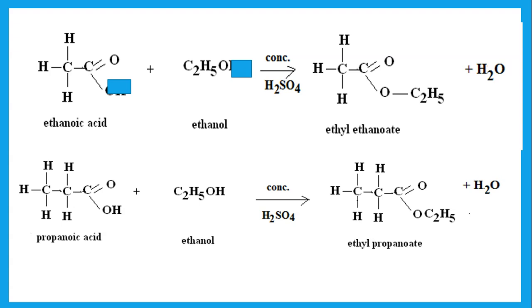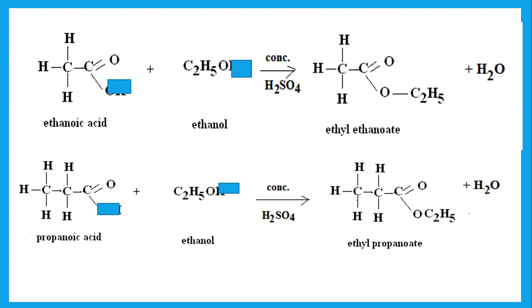Again, if I'm starting with propanoic acid plus ethanol, the catalyst is concentrated sulfuric acid. How do I draw the product? I start by drawing the acid. This is propanoic, so I have 3 carbons, C double bond O, and then we stop and we add the H from the alcohol to give the ester.